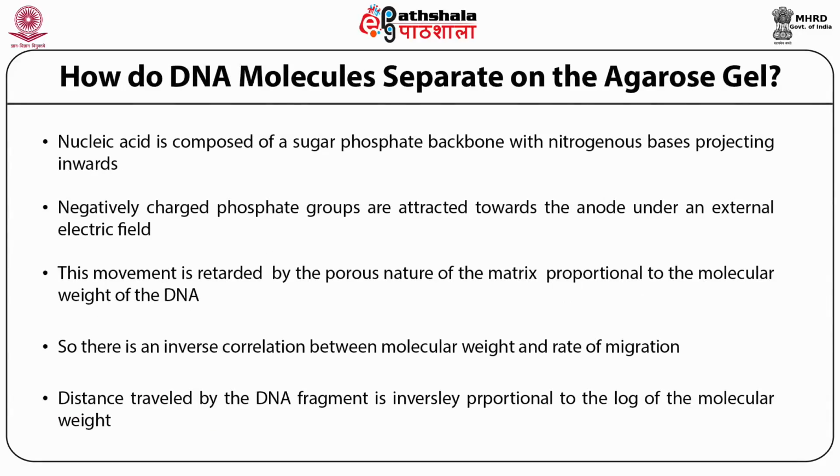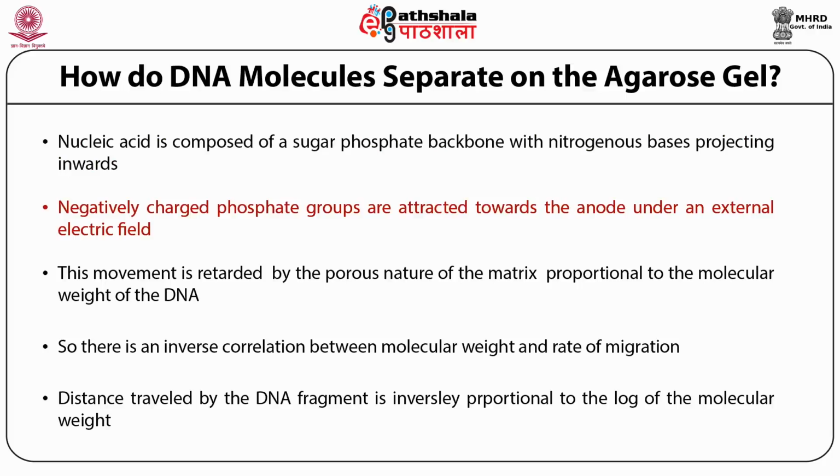So, how exactly do these DNA molecules separate on an agarose gel? Nucleic acid is composed of a sugar phosphate backbone with the nitrogenous bases projecting inwards. The separation is based upon the fact that DNA is composed of negatively charged phosphate groups. When an external field, that is an electric field, is applied, the DNA molecules migrate towards the positive electrode.